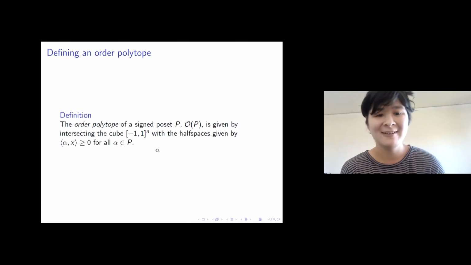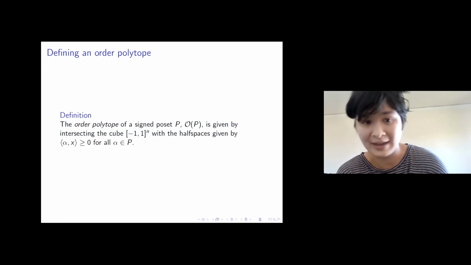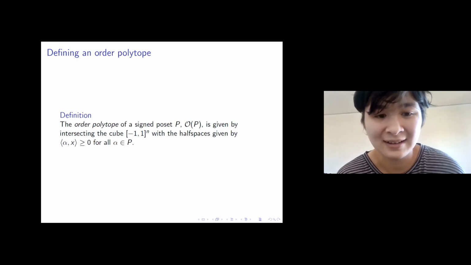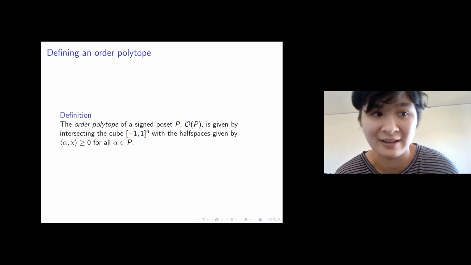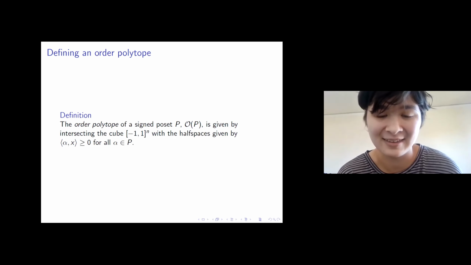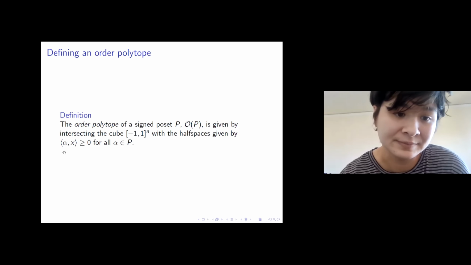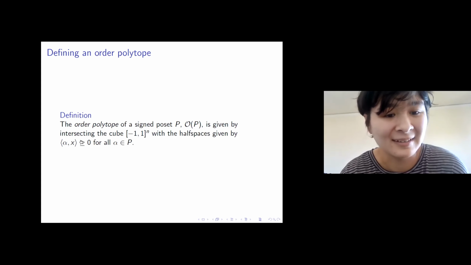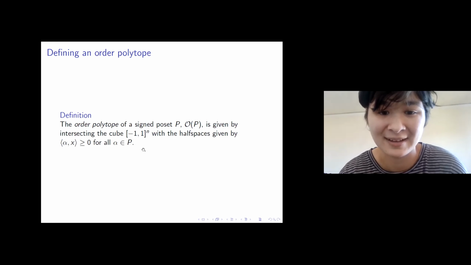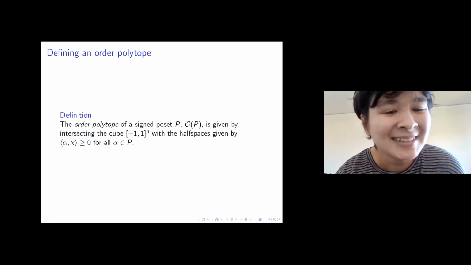Okay, so now we can define an order polytope in kind of the exact same way that we did in the type A version. Now we're going to intersect a cube, but we're not going to intersect the unit cube because that kind of cuts out all of the fun that happens. We're going to intersect the -1, 1 cube with half spaces given by the dot products with the roots in your signed poset. So here P is a signed poset, not a polytope. Sorry about the confusion.